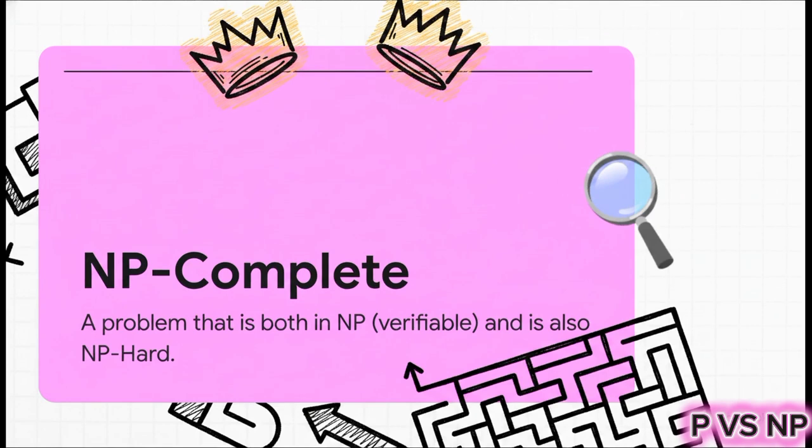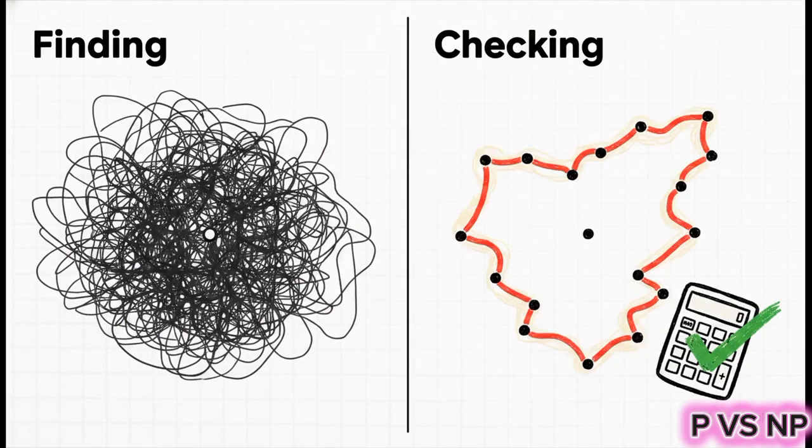Then we have NP complete. A problem is called NP complete if it checks two boxes. First, it has to be in NP so we can check answers quickly, and second, it also has to be NP hard. These problems are kind of the crown jewels of complexity theory. They are the absolute hardest problems that we know of inside the class NP. And the most famous example of this is the traveling salesman problem. Imagine a salesman has to visit, say, 50 different cities.